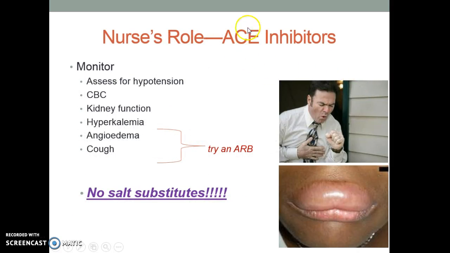Your role? Assessing blood pressure, both before and after. It's not just us being annoying in clinical. We want to know the blood pressure before you give it. Assessing kidney function. Assessing for hyperkalemia, and if the patient starts complaining of their lips and their throat swelling, you have to worry about angioedema. You don't want to give salt substitutes because they have potassium.